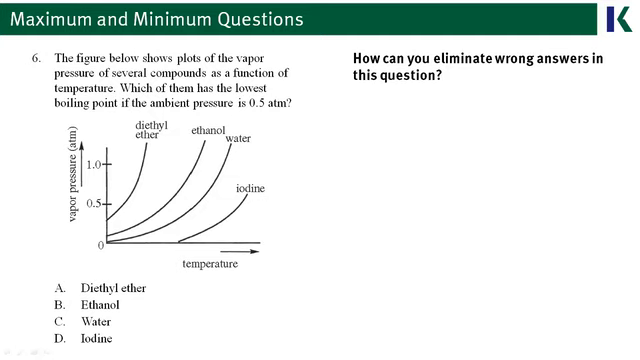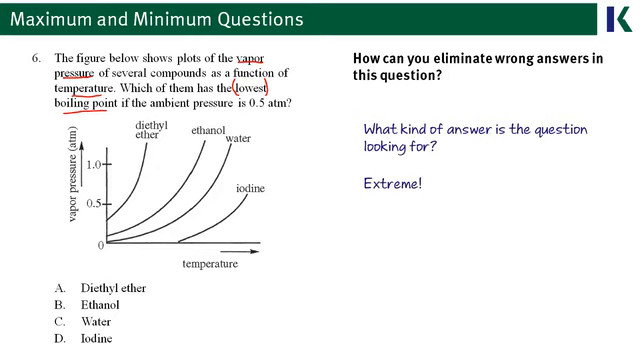Number 6 shows us another situation in which some answer choices can be eliminated and then further guessing can happen from there. In number 6, we're plotting vapor pressure against temperature, and the question's asking about boiling point. Notice, though, the most important word in the question stem is lowest. So what kind of answer is the question looking for? Well, given that it's asking for the lowest boiling point, it's looking for some extreme answer. In this case, an extreme low answer.